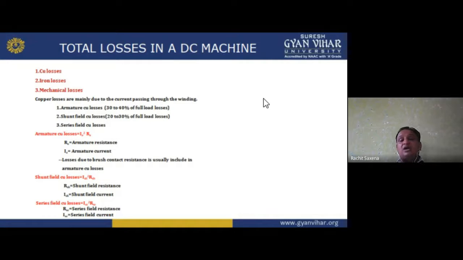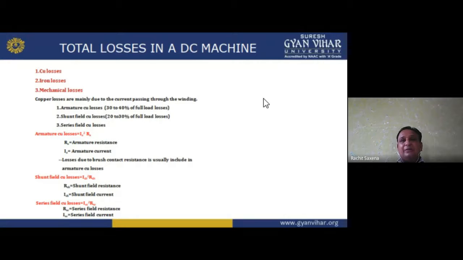So copper losses are categorized in three categories. One is the armature copper loss, which is always the highest, 30 to 40% of full load. Shunt copper loss, if shunt is there, will be 20 to 30%. And series field copper loss is basically no percentage. Why is it so? Because we connect the field winding in series with the armature winding.